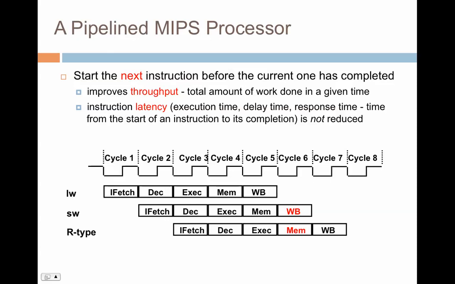So here is an example of three instructions: load word, store word, and an R type. If you're doing a load word instruction, in cycle 1 you're going to do the instruction fetch. In cycle 2, you will do the decode and register access. In cycle 3, you will execute that instruction. That is, you will calculate the effective address. You add the offset to the base register to determine the effective address.